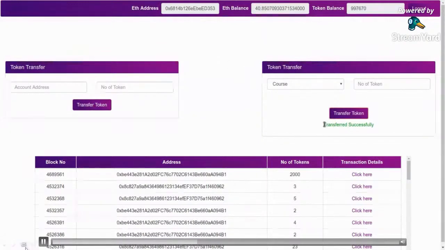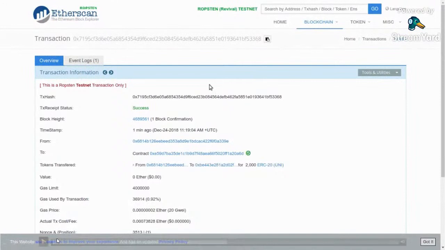You can see the transaction appeared here. Block number 4689561. This is the 2000 tokens transaction which we have done now. You can see the transaction receipt here in Etherscan. Basically this application is on a test network, an Ethereum test network. Ethereum has a few test networks called Ropsten and others. This contract is deployed on the Ropsten test network. You can see Ropsten above the Etherscan here. This is the particular transaction which we have done.